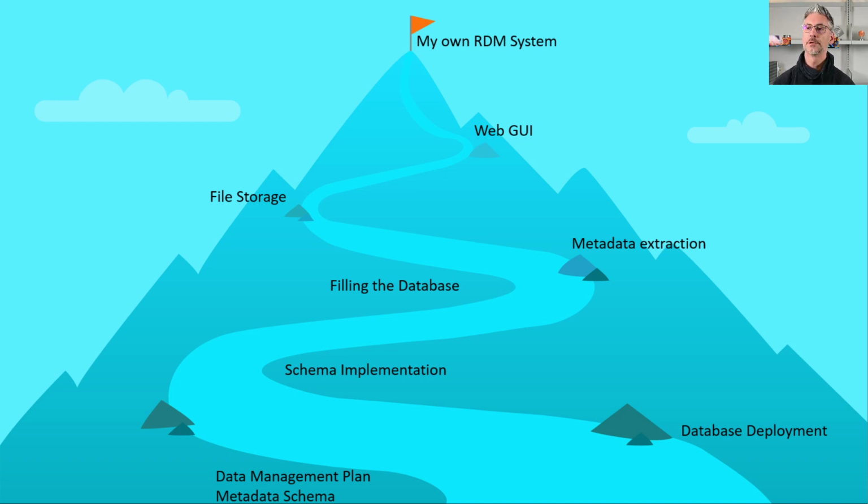So when you build your own RDM system, we need to go through all the steps that we discussed in this course. We have our data management plan, and that goes together with the metadata schema that we need to develop. And we need to implement that schema in some sort of database. So there we need to think about which database we want to use and where and how we want to deploy it. Then we need to fill the database with appropriate values. We have maybe external data that we want to extract metadata from. We need to store our files somewhere, and in the end build a little web GUI. So putting everything together will build you your own little RDM system.